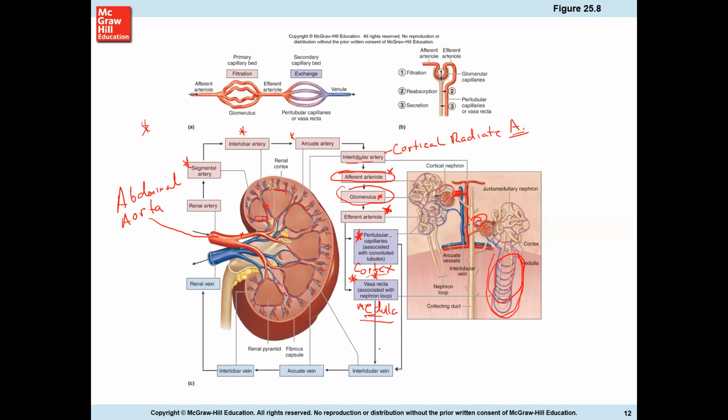Now, the rest of the veins are basically companions, like interlobular or cortical radiate vein. Now, this is a companion vein. Then you have an arcuate vein companioned with the arcuate artery. Then interlobar vein companion with the interlobar artery, but there's no segmental vein. So that is not companion. There's a segmental artery, but there's no segmental vein.